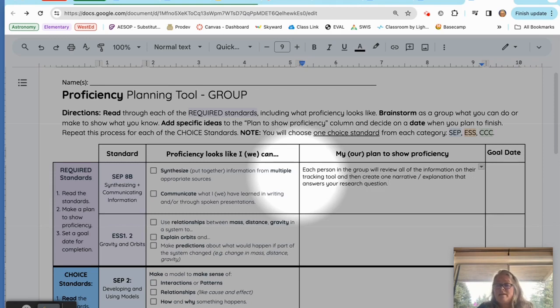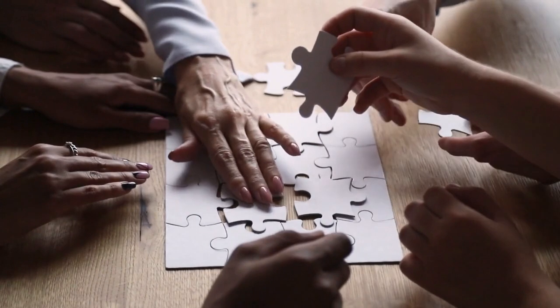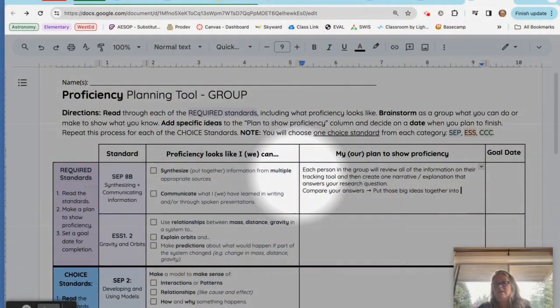Then I would recommend, once you've done that, you're going to compare your answers. What are the big ideas that come out? And you're going to want to make sure that you address those big ideas. And then you can put those big ideas together into some sort of a presentation.